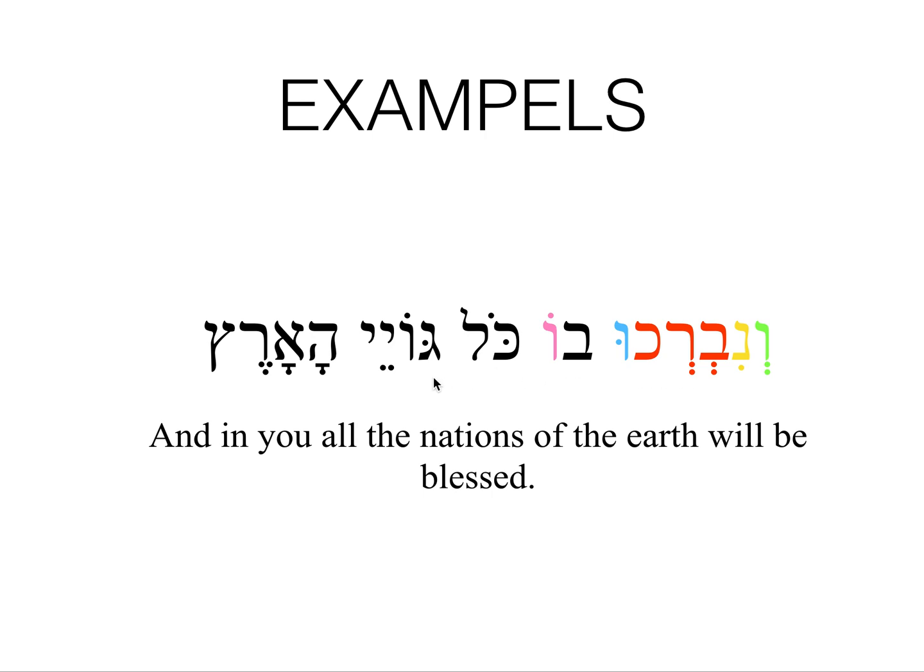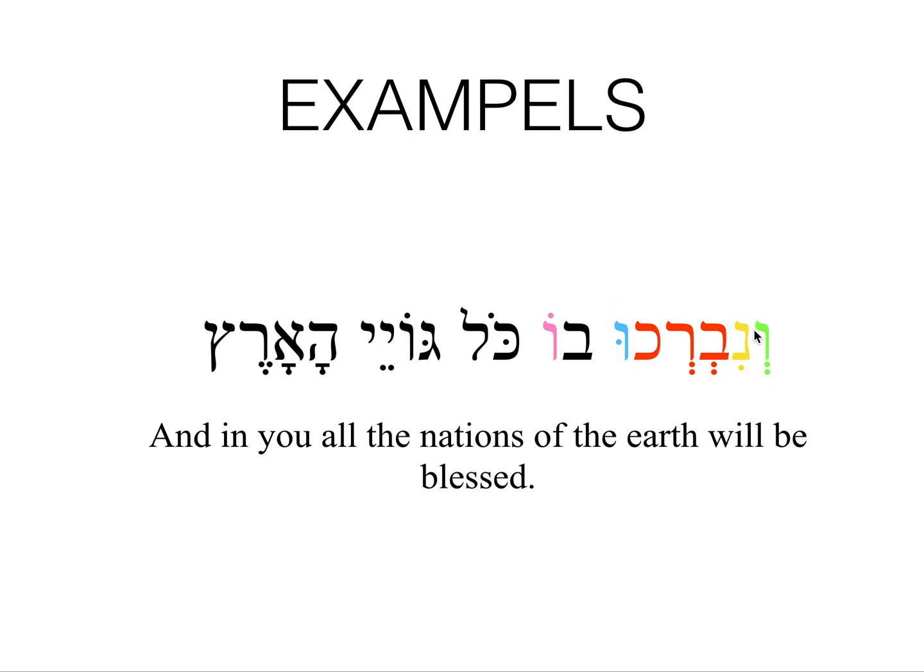And a final example, venivrechu vo kol goyei ha'aretz. The verb is at the beginning. By the way, in Hebrew, most of the time in the regular sentence order the verb is at the beginning. After that is the subject, and finally the object. So we start with the verb. The root letters are barach, which means to bless. We have a u at the end, which tells us that this is third common plural, perfect. So we know it's a completed action, and the subject is third common plural.